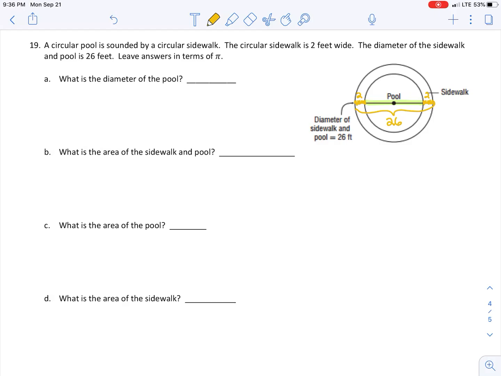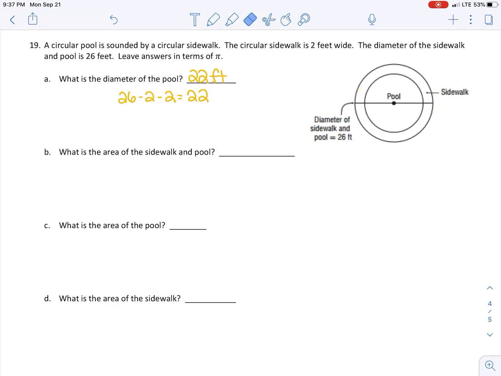So what I have to do is I say, well, 26 is the entire thing. We have 2 feet here and 2 feet here that we need to subtract from that 26. So we're going to take 26 and we're going to subtract 2, and then we're going to subtract another 2, which is going to end up with 22 feet. So that means the diameter of the pool is 22 feet.